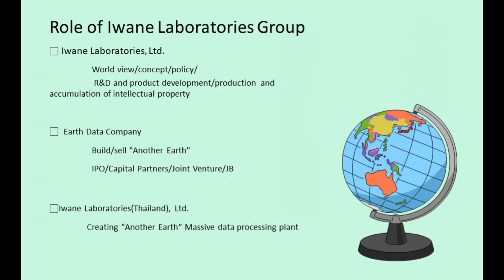Since a large amount of capital is required for a global platform as well as a domestic one, as a publicly listed company including IPO, we will be the container of investment from our partners' companies and will make alliances including capital tie-ups. Local subsidiary in Thailand is, with Another Earth in mind, it serves as a factory to generate CV images and create a database by processing a large amount of images through CV operations.